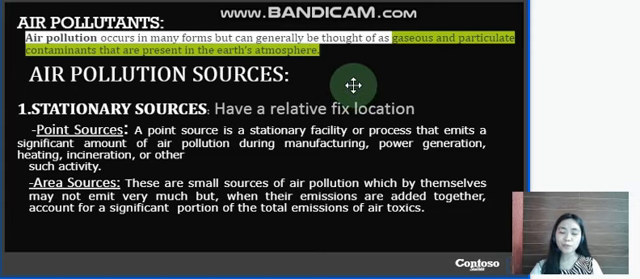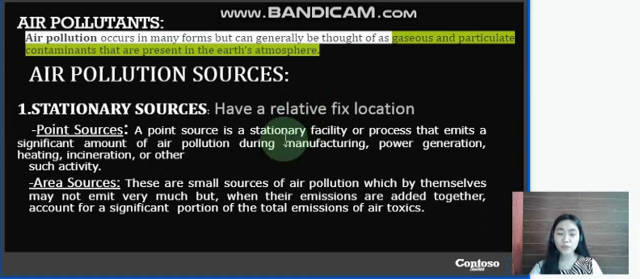So, air pollution sources. Number one, we have the stationary sources. Kaya nga siya tinawag na stationary kasi meron siyang relatively fixed location. So, pwede siyang makategorize as point sources or area sources. Pag sinabi nating point sources, yung stationary facility or yung mga processes that emit a significant amount of air pollution during manufacturing, power generation, heating, incineration, or any other related activity.